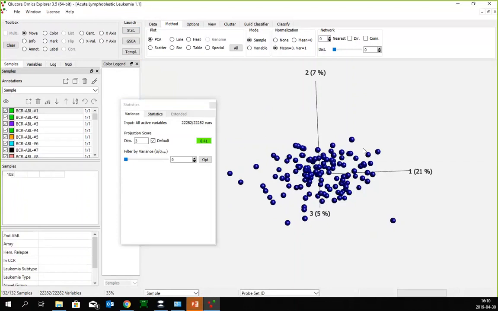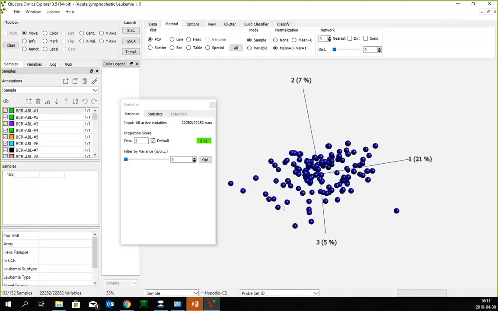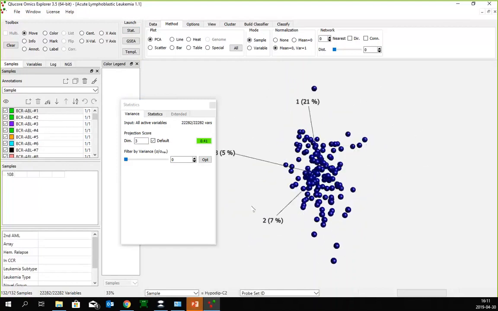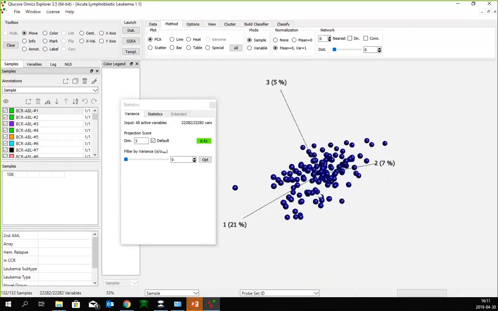And mathematically speaking, we have 22,000 variables here. So we sort of have a 22,000 dimensional problem. However, the dimensionality of the matrix here is actually limited by either the number of samples or the number of variables. So in this case, we have 132 samples. So we have 132 dimensions that are being projected down to 3. So how can we get something 132 dimensional and show a good picture of it like this?